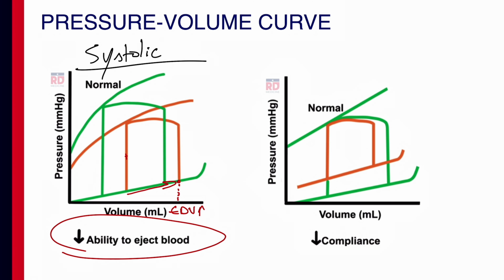Why? Because contractility is reduced, so the ventricle can't eject as much. As a result, the end systolic volume is also higher. More blood remains in the ventricle after contraction. So the loop is shifted to the right and is narrower, reflecting reduced stroke volume despite higher filling.